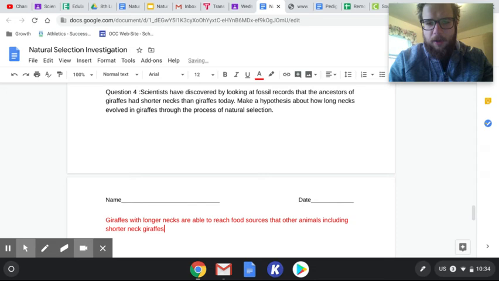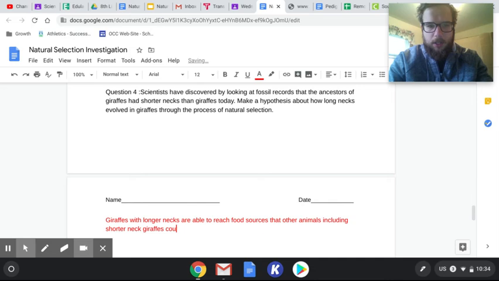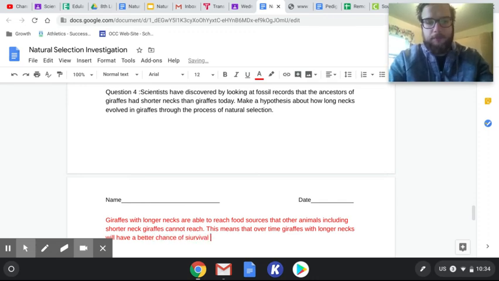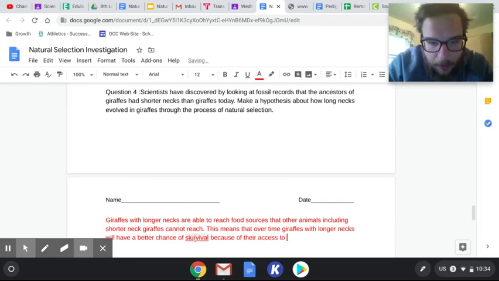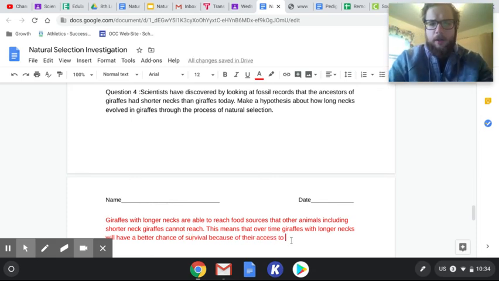Okay, so giraffes with longer necks are able to reach food sources that other animals, including shorter neck giraffes, cannot reach. This means that over time, giraffes with longer necks will have a better chance of survival because of their access to more food.